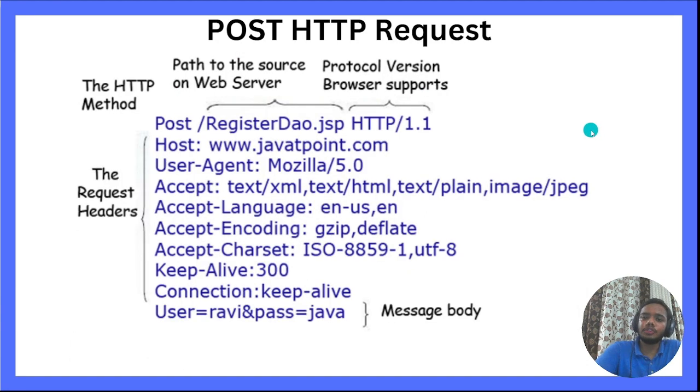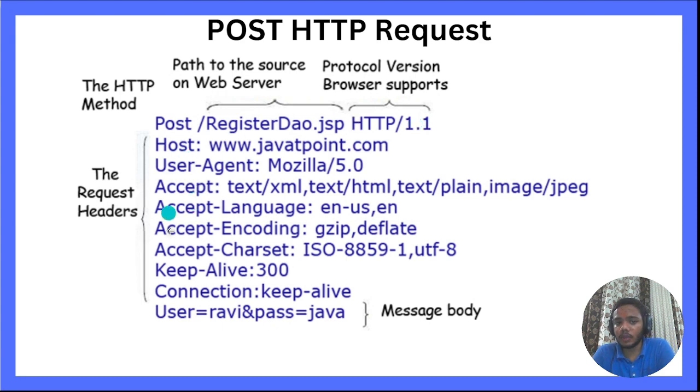Similarly, there is a POST request. A POST request is when you want the server to store something. Here the POST request has the HTTP method, which is POST. It has the path to the resource or the URL, which is register dao.jsp. It has the protocol version, which is HTTP 1.1.